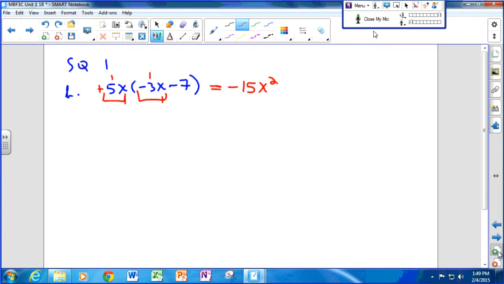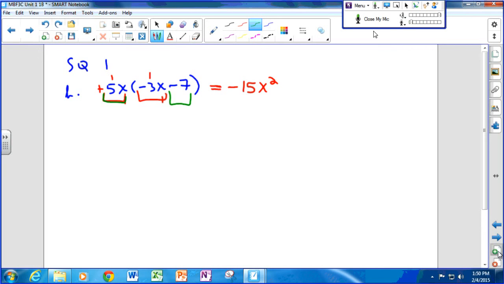All right. And now we're going to take a look at the second one. I'm just going to change to green here. So we still have this first one here. And the green part, the negative 7, get used to looking at that sign in front of the polynomial. Okay.